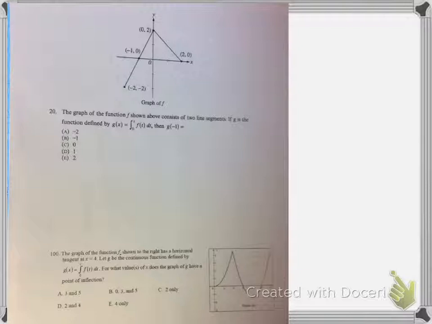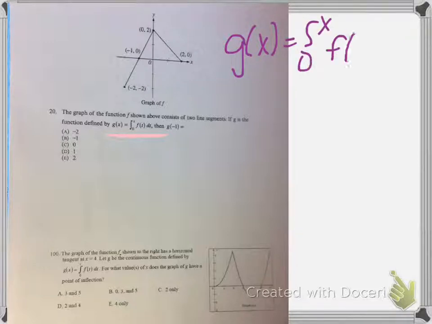So let's look at number 20 first. So that's the picture of f, and then they're telling you that this is the function right here of g of x, and with this new app I have new colors. So we're supposed to find g of 1. So if g of x equals this, then g of negative 1 would equal this.